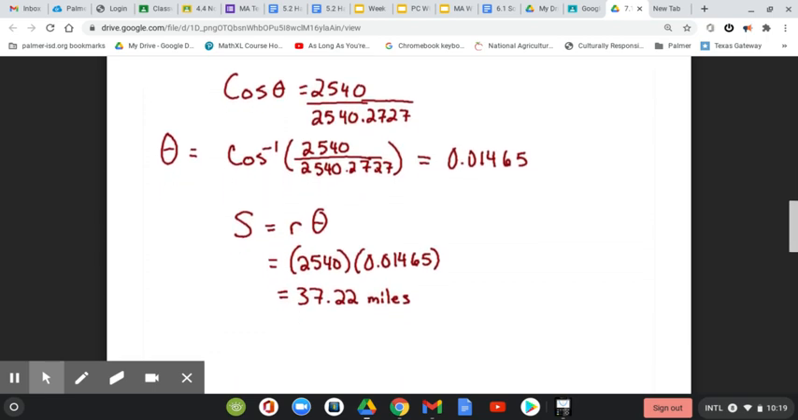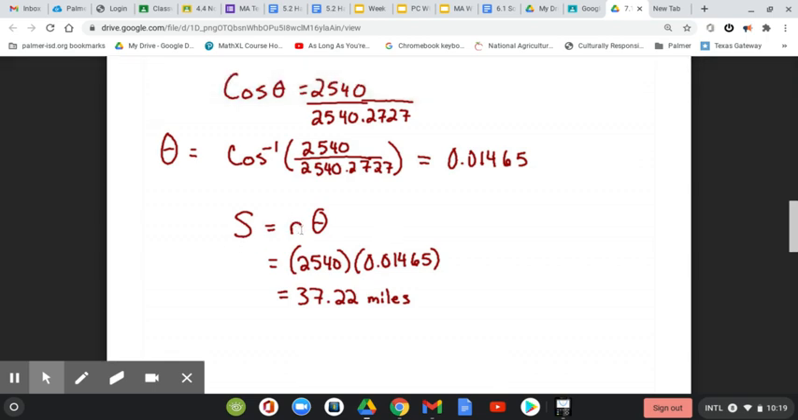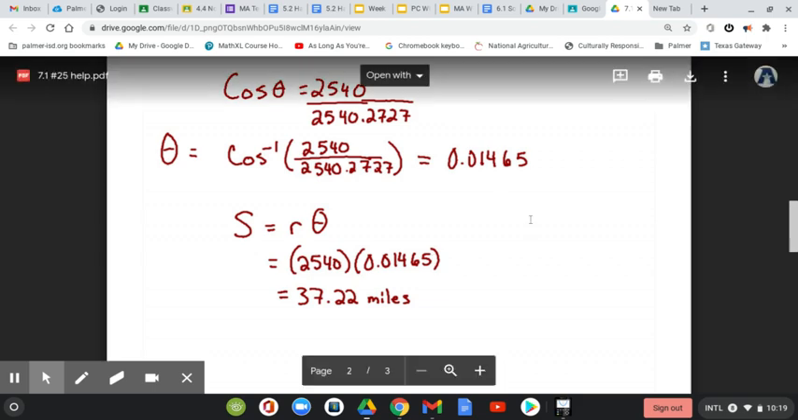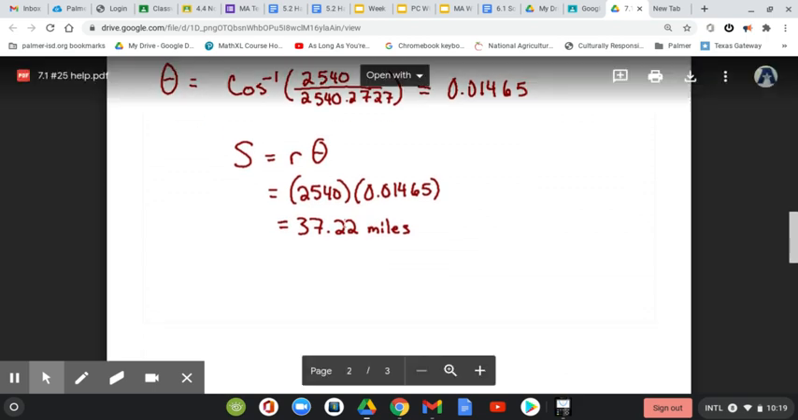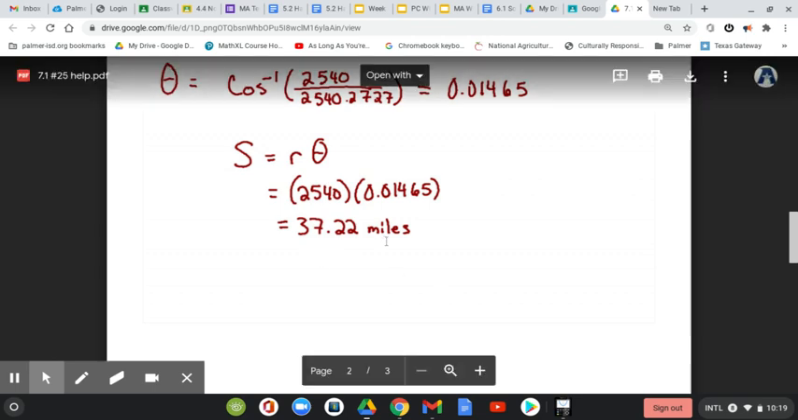significant figures. Now remember that the arc length is equal to the radius times the radians, which is theta. So the radius is still 2,540 miles. And then theta is this in radians. Make sure your calculator's set to radians. And you should get around 30 to 40 miles. So I've got 37.22 miles.